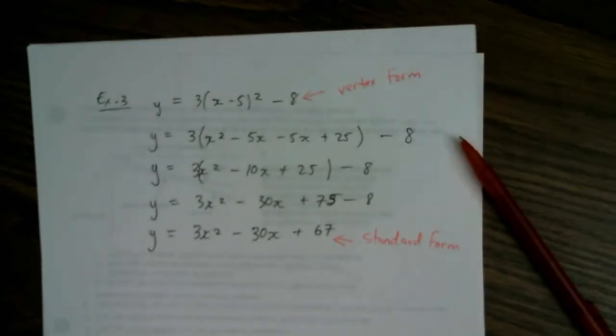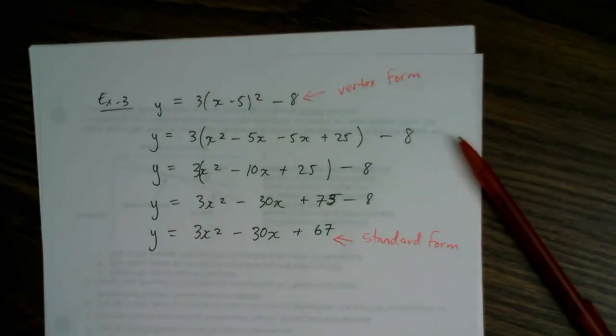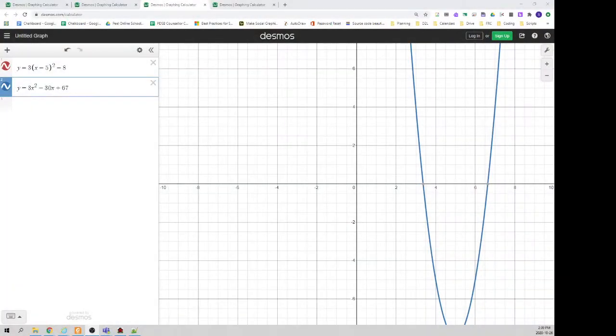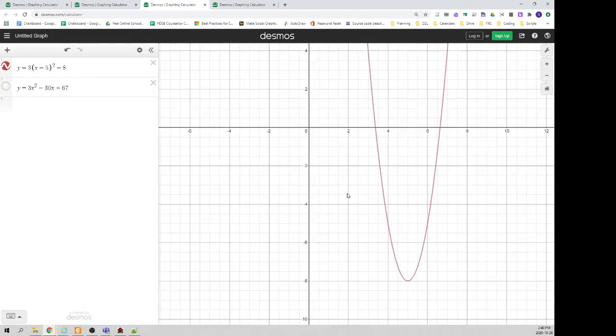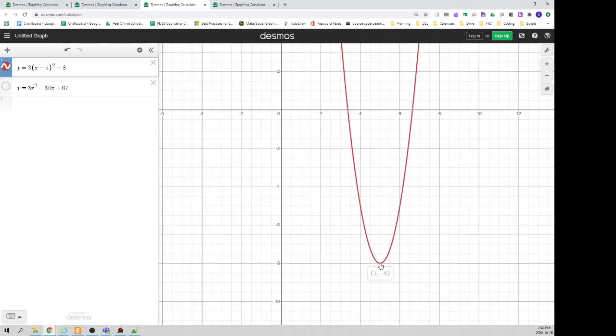We look at the vertex form and we look at the graph. When it's in vertex form, it's very easy to read off where the vertex is. The vertex is at 5, -8. And we can tell that just by looking at the relation because we know it's been shifted 5 to the right and 8 down. So we call this vertex form and we call this standard form.